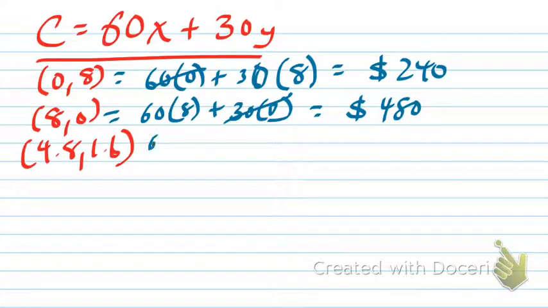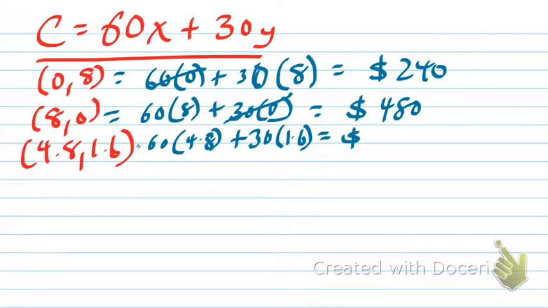These numbers aren't quite as pleasant. 60 times 4.8 bags, presuming that the store will allow us to buy such a weird quantity, plus 30 times 1.6 bags, and you get $336, I believe. Something in that ballpark.